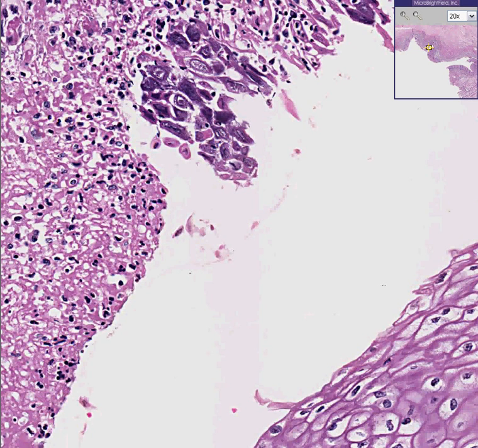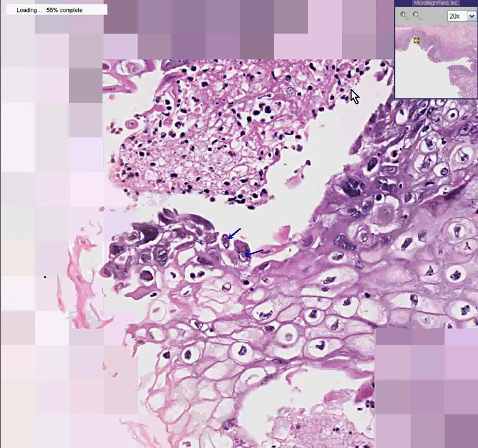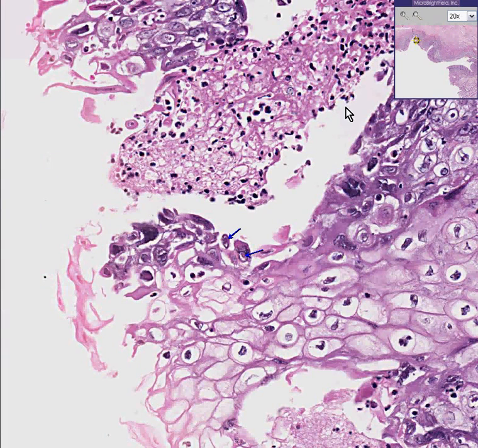And I'm going to zip to another area which I have pre-selected, in which you can see more intranuclear red inclusion bodies. This is classical for herpes. These are called Cowdry type A inclusions. Here's probably another one. Here's definitely another one.